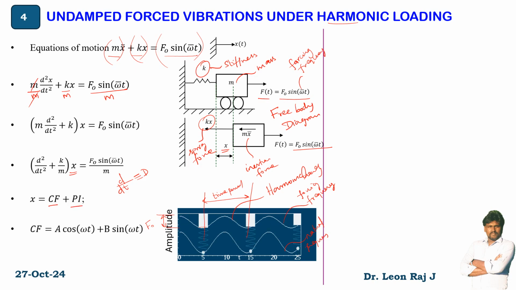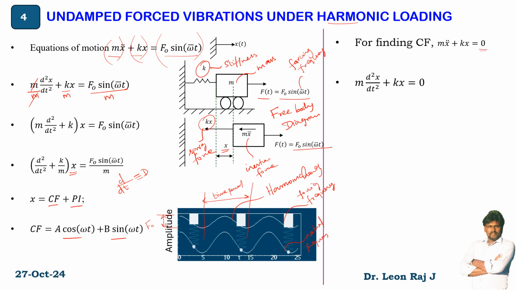The complementary function is arrived at as A cos omega t plus B sin omega t. In the previous lecture also I explained in detail how to arrive at the complementary function, but in this lecture I will also give a brief derivation. For a complementary function, you take the right hand side equal to 0. Then the differential equation looks like m d square x by dt square plus kx equal to 0. Take the x out of the differential equation, m D square plus k, then divide the whole term by m.